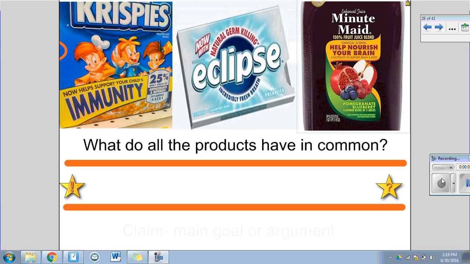What do the following products have in common? Please focus on the word choice of the products. Restart the video once you have your answer.